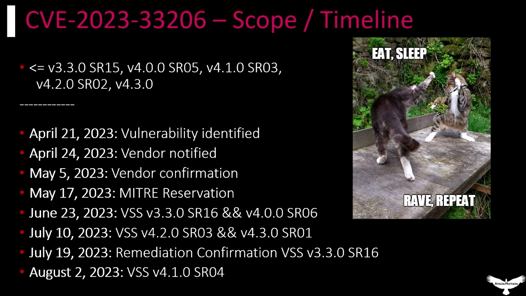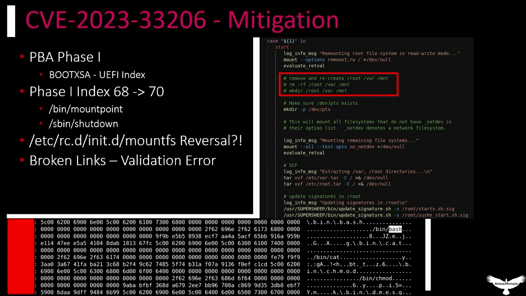So yeah, the vulnerability, right, identified April of 23, and then confirmed remediated as part of service release 16. So service release 16, now they further expand the phase 1 integrity process and validate symlinks. Broken symlinks now produce an integrity validation error.